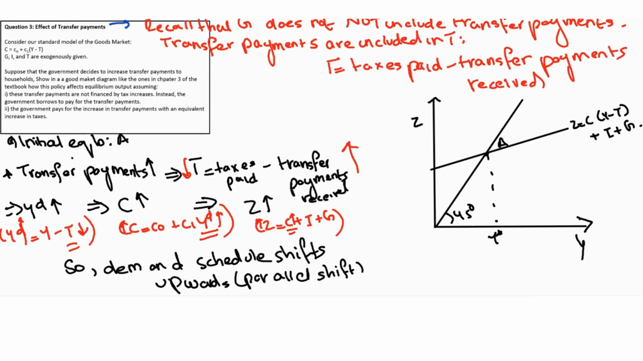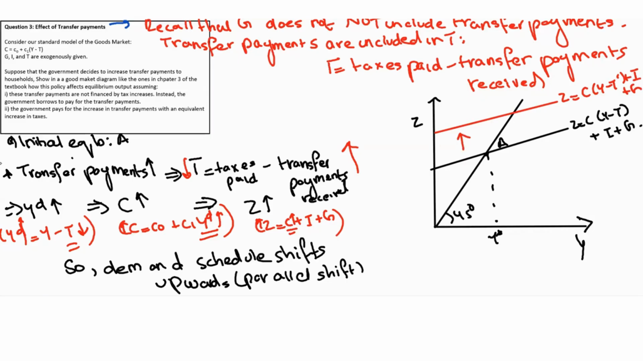Right, so the demand schedule, let me make the new demand schedule here. It's going to shift upwards, right? So this is going to be Z equals C of Y minus T prime, plus I plus G. Let's not just move the C, because C is a function of Y minus T prime now. So the demand schedule has shifted up.